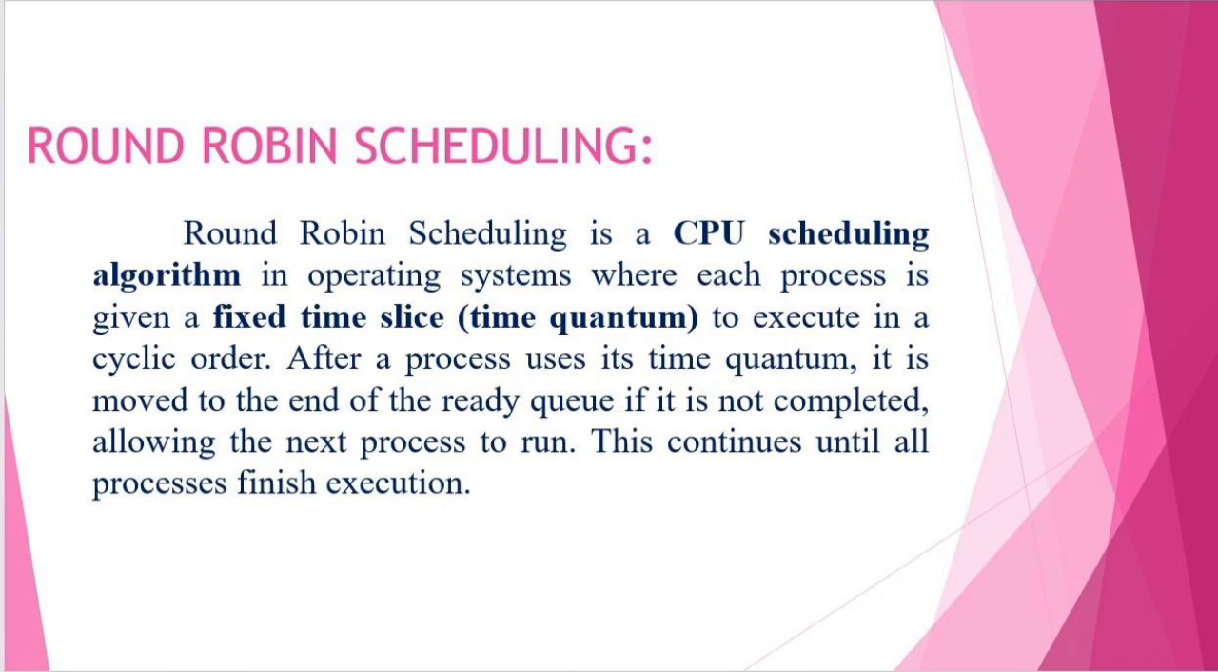We're going to know about round robin scheduling. Round robin scheduling is a CPU scheduling algorithm in operating systems where each process is given a fixed time slice to execute in a cyclic order. After a process uses its time quantum, it is moved to the end of the ready queue if it is not completed, allowing the next process to run. This continues until the process finishes execution.